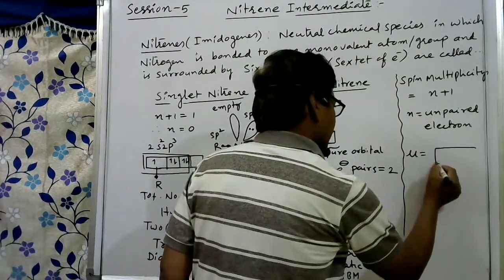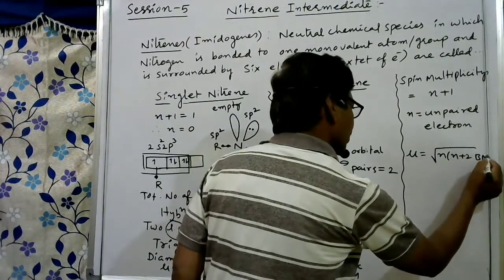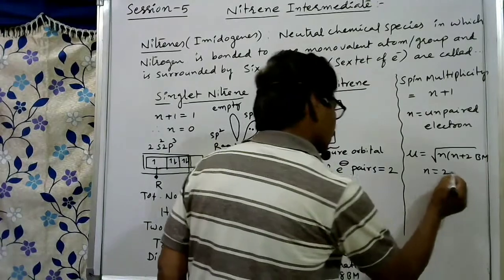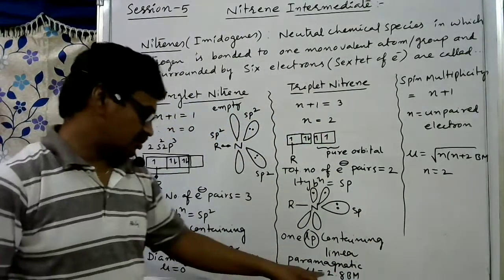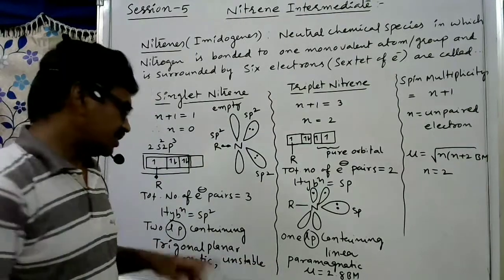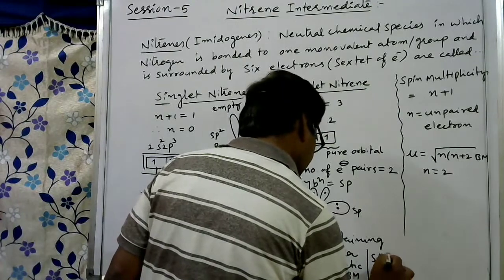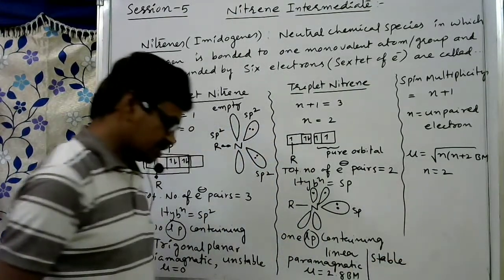This is the formula: under root n into n plus 2 Bohr magnetons. Here n value is 2. So if you substitute the value 2, approximately we can get mu value 2.8. And here, triplet nitrene is stable. Why is it stable?